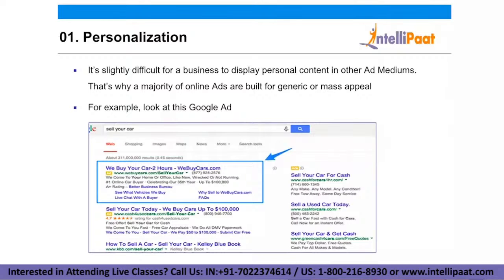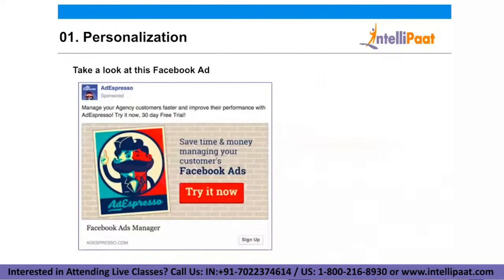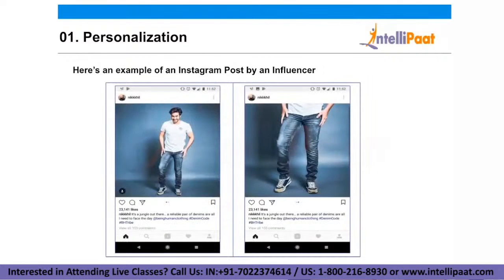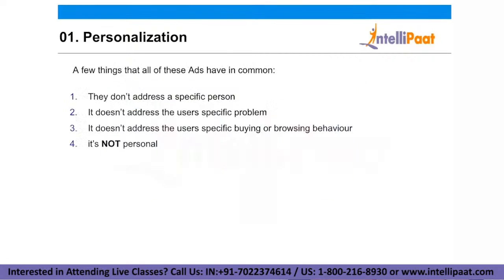So here is an example. In Google Ads, when you search for sell your car, all you see is a generic ad. This is not at all personalized. All it says is about the features, like how can you sell it quickly and what are the features of their company. Similarly, if you look at a Facebook ad, it's not completely personalized. It doesn't show your name anywhere. It just speaks about the USP of the product. Similarly for Instagram, you might get a feedback or a review on that product, but again it's not completely personalized.